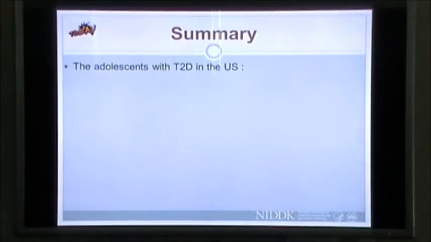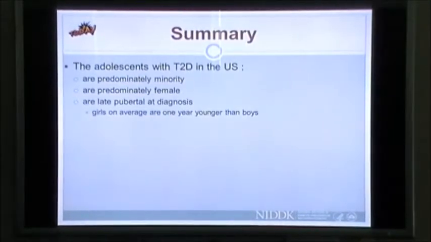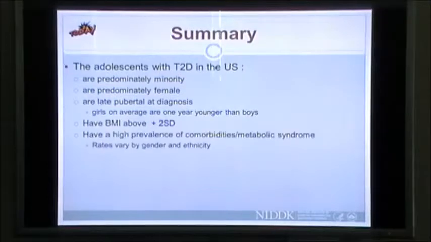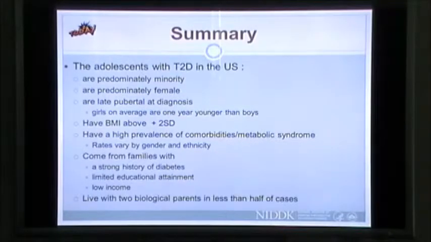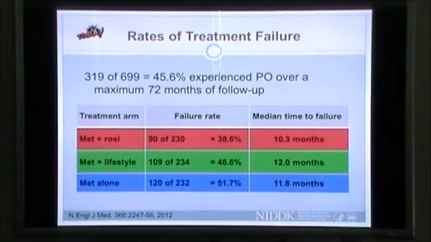So, in summary, the kids with type 2 diabetes in the US, which we believe today reflects, are predominantly minority, predominantly female, are late pubertal at diagnosis, have a BMI well above criteria for obesity. I didn't show you this, but you'll see more in a moment. Have a high prevalence of comorbidities that vary by gender and ethnicity. And come from families with a strong history of diabetes, limited educational attainment, and low income. And they live with 2 biological parents in less than half of the cases.